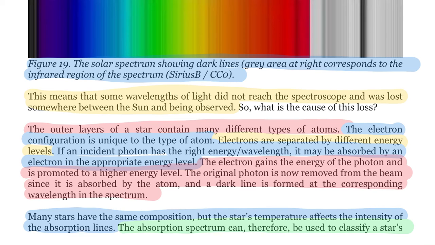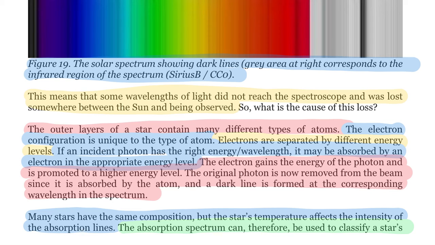Fraunhofer observed that there were lines missing in the continuous spectrum of the sun. And he linked this to certain elements being present in the atmosphere of the sun, which were absorbing these specific wavelengths. So the outer layers of a star contain many different types of atoms, and the electron configuration for each type of atom is unique.